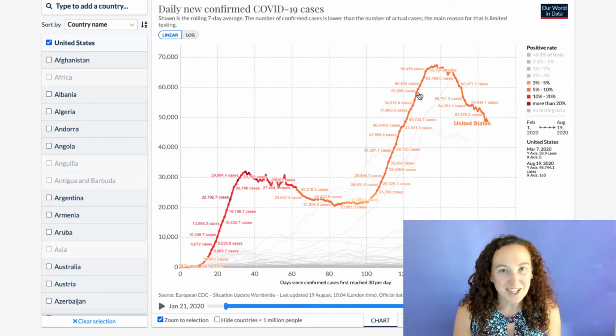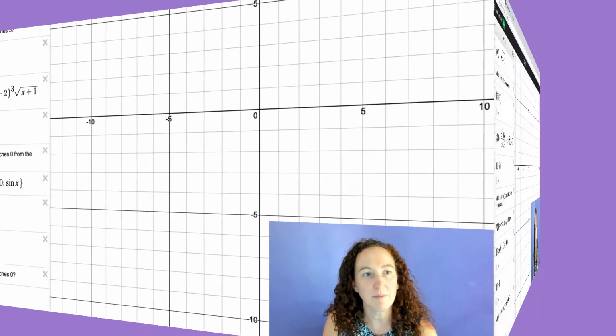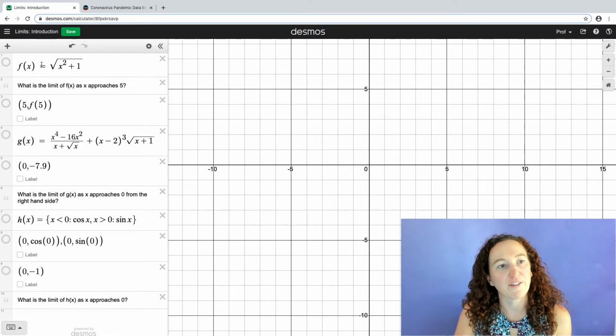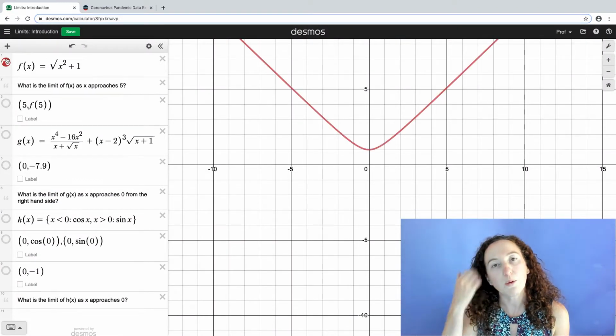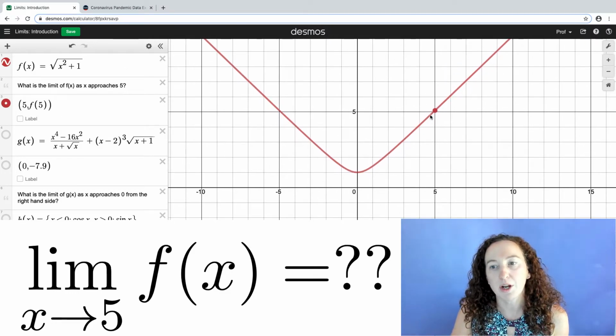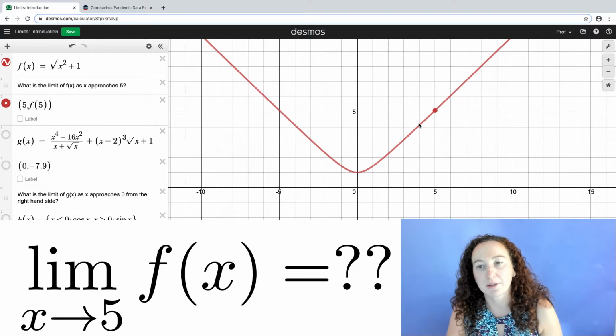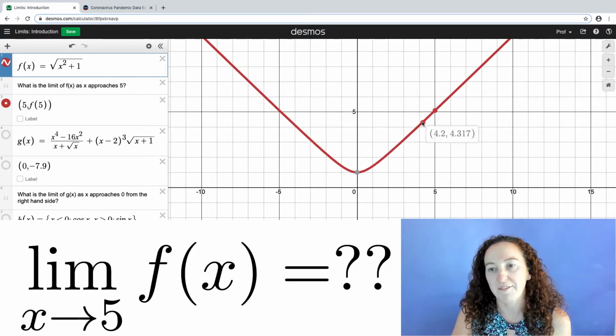Usually, we don't talk about limits in the context of data like this, so let's go over and look at some of the functions we've been working with this semester. Let's go ahead and graph our f of x. And what I want to ask is, what is the limit of f of x as x approaches 5? I'm going to put that point on there so that we can see clearly. I want to know, what is my f of x as x gets near to 5? As my x increases and gets closer and closer to 5, what is my y?